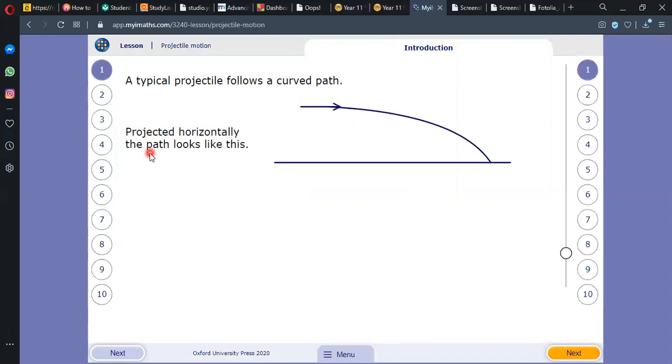For example, projected horizontally, the path looks like this. So let's say this is where the object is being projected from. It goes like this horizontally. Now, the reason why you see that path of that object didn't just go straight horizontally like this. Let me show you that. It didn't just go straight horizontally like this.